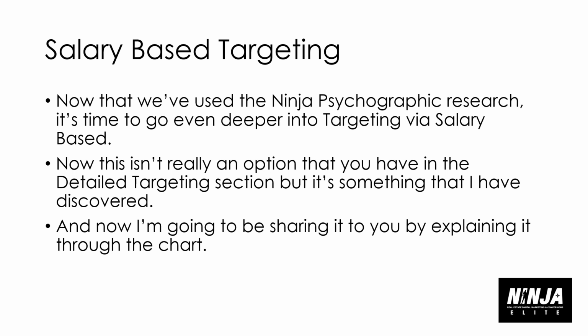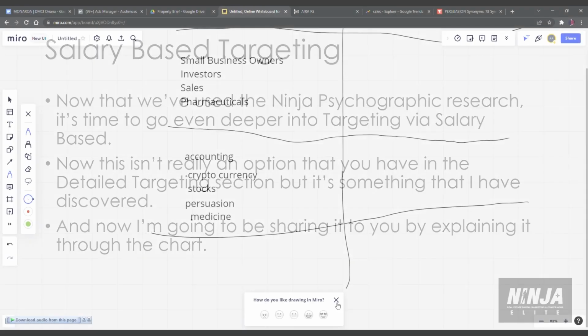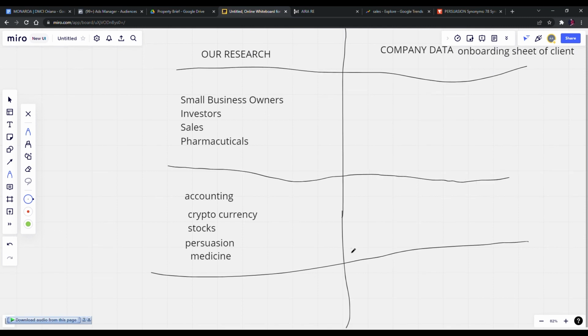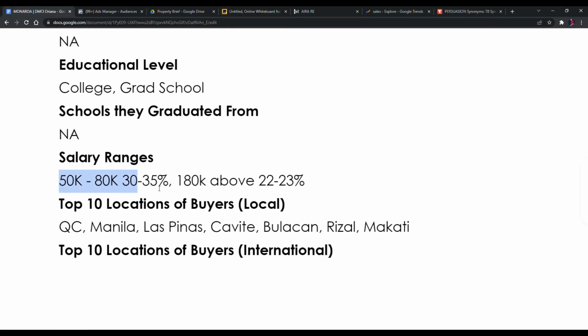Now, this isn't really an option that you have in the detailed targeting section, but it's something that I have discovered. And now I'm going to be sharing it to you by explaining through the chart. So let me just quickly share my screen and show you how it's done. All right, so now that we're back here and the salary targeting part, if you're really curious as to how the heck we're going to be targeting people who are earning 50 to 80K and 180K above, so we can just focus more squarely on this one.